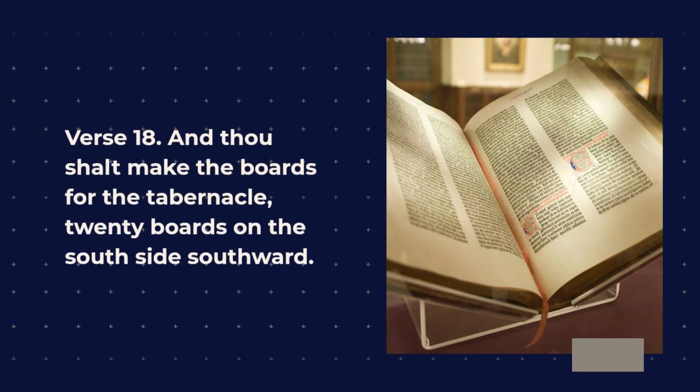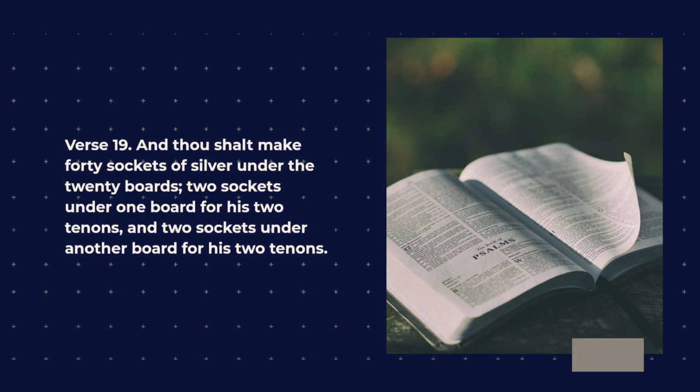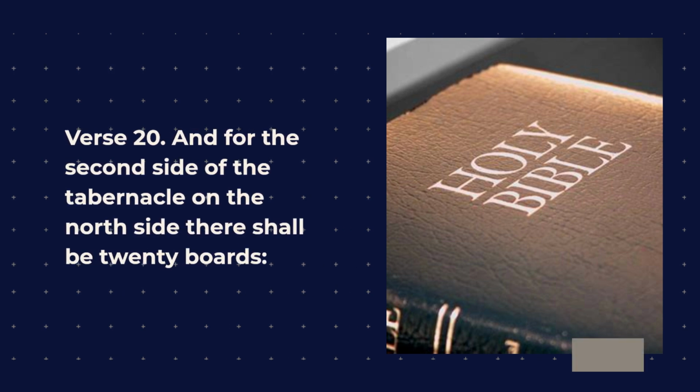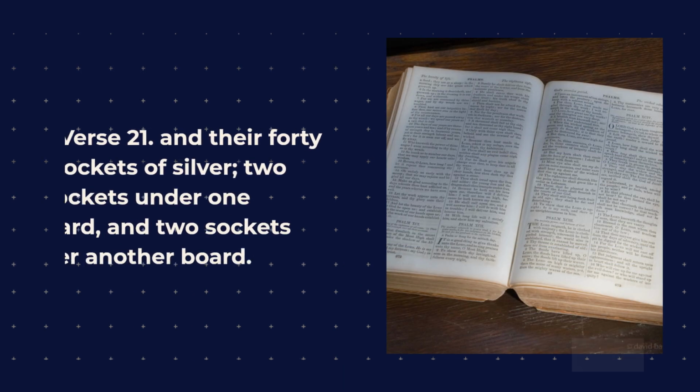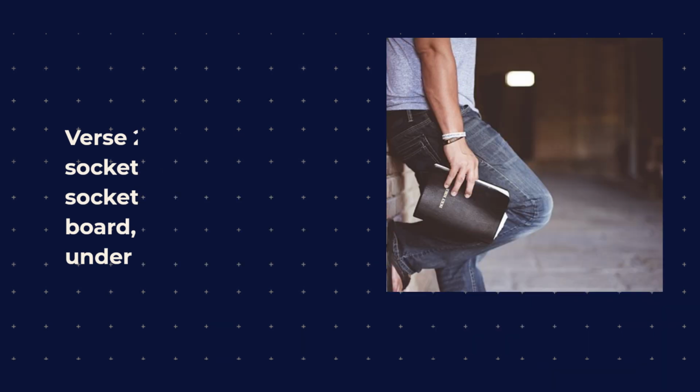Verse 18. And thou shalt make the boards for the tabernacle, 20 boards on the south side southward. Verse 19. And thou shalt make 40 sockets of silver under the 20 boards, 2 sockets under one board for his 2 tenons, and 2 sockets under another board for his 2 tenons. Verse 20. And for the second side of the tabernacle on the north side there shall be 20 boards. Verse 21. And their 40 sockets of silver, 2 sockets under one board, and 2 sockets under another board.